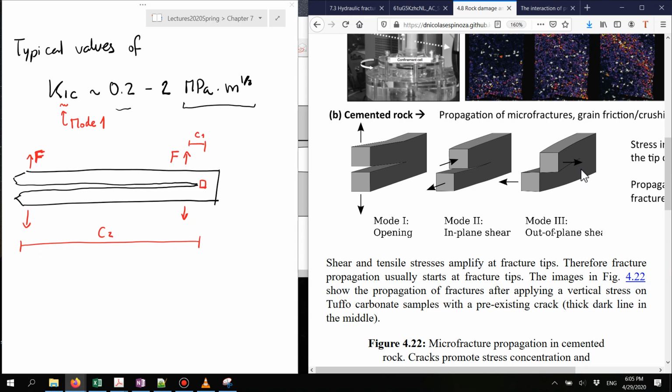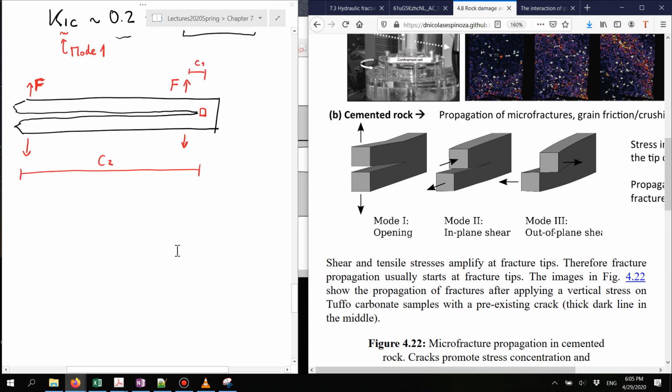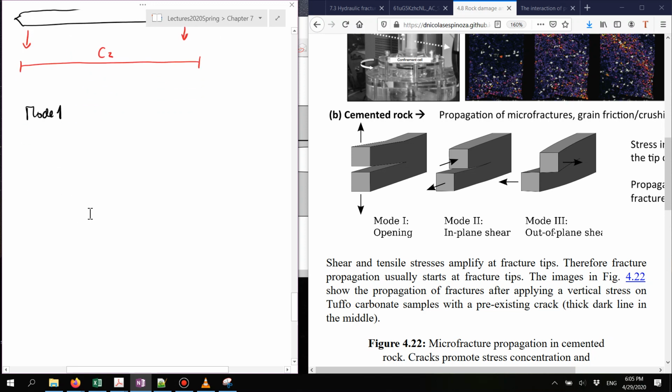A fracture that propagates in mode 2, like this one, let's put it in the context of a vertical fracture. Let me change here the color. For mode 1, if I had a vertical fracture which is propagating, and if it's just pure mode 1, the new surface that will be created from propagating this fracture will remain in the same plane of the fracture.